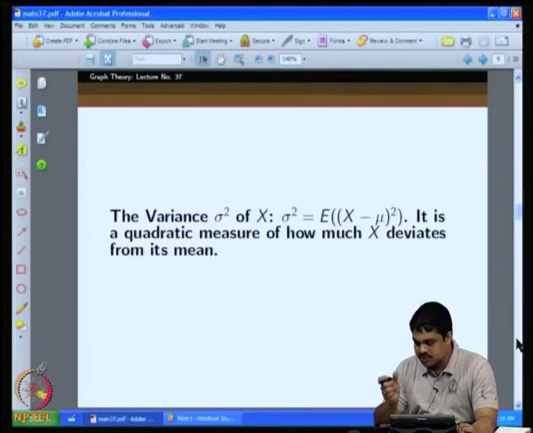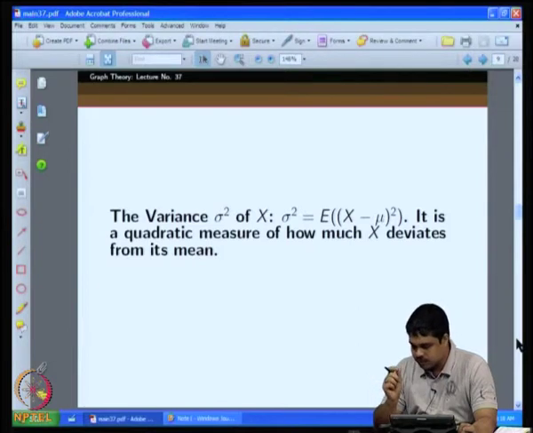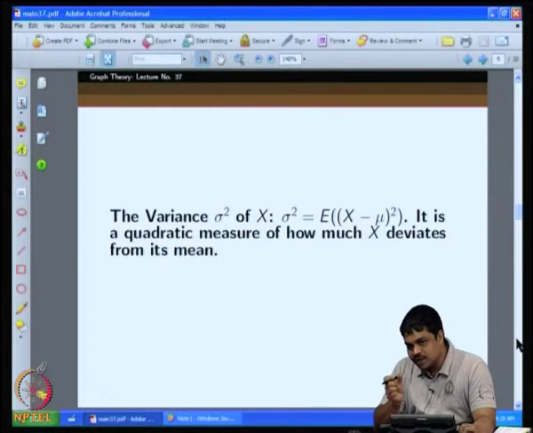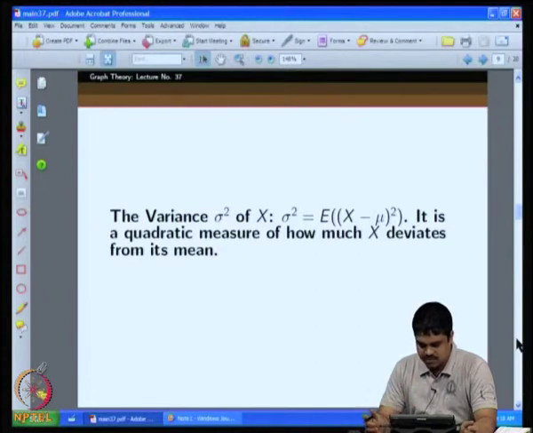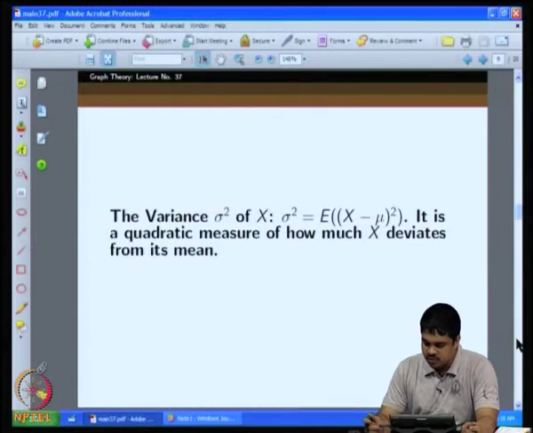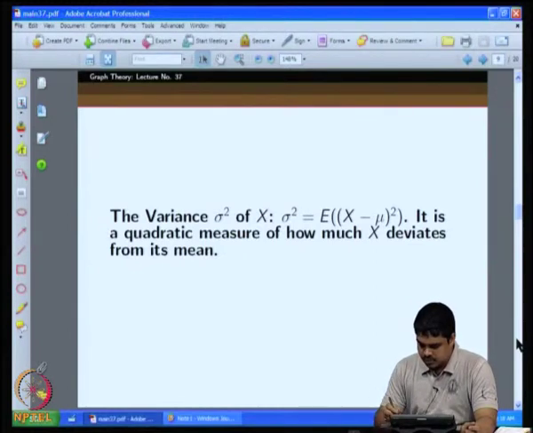So, in some sense you have this expectation for random values, each value you are subtracting the mu. So, you will get a different random variable x minus mu there, and you are squaring these things and then taking the expectation again. That is this thing. It is a quadratic measure of how much the random variable x deviates from its mean.